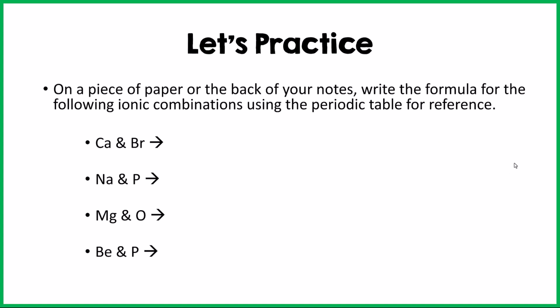So let's practice. On a piece of paper or on the back of your notes, write the formula for the following ionic compounds using the periodic table for reference. So go back and look at your periodic table. Find the charges for each of these elements and create the chemical formula that's formed when these combine. So find calcium and find bromine, figure out the charges, and then write the chemical formula. Pause the video until you've completed it, and then you can come back and check your answers.